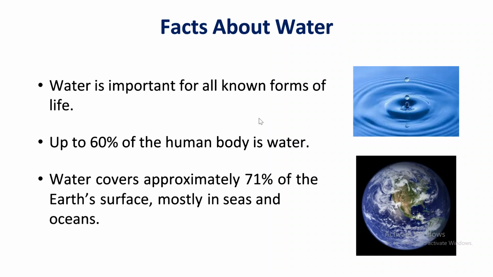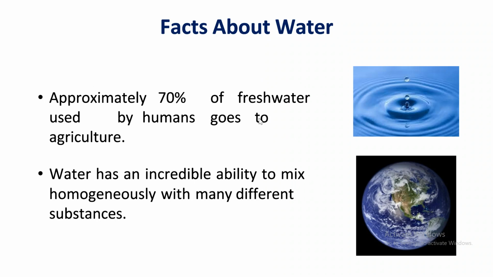And again, one thing we're going to also talk about this year is that chemical reactions in our body occur mostly in water solutions. So the reactions occur in water, and water is very important, not just for life, but also in chemistry. And a little bit more facts about water. About 70% of fresh water used by humans goes to agriculture, and water has an incredible ability to mix homogeneously with many different substances.